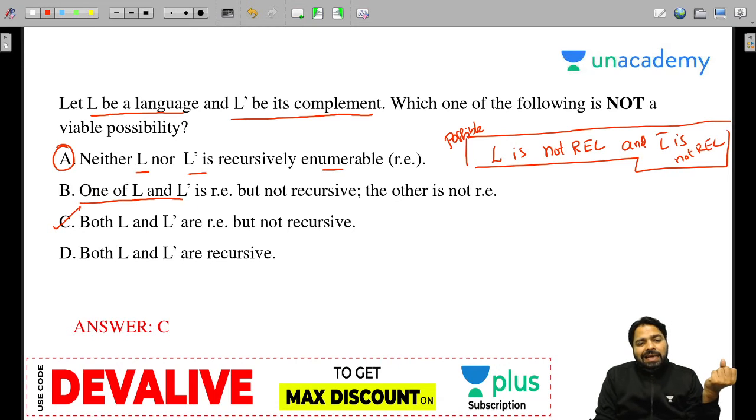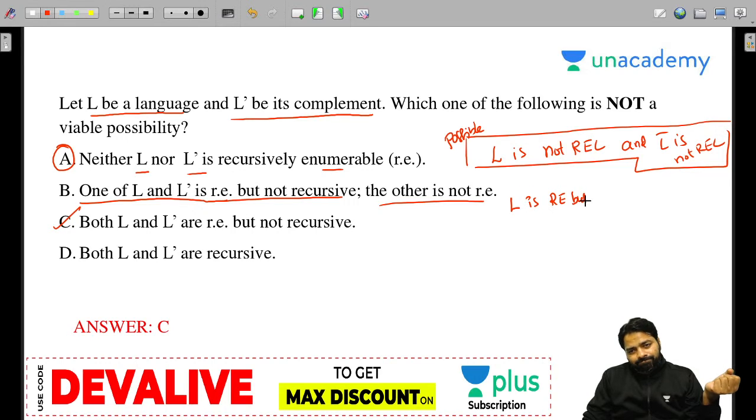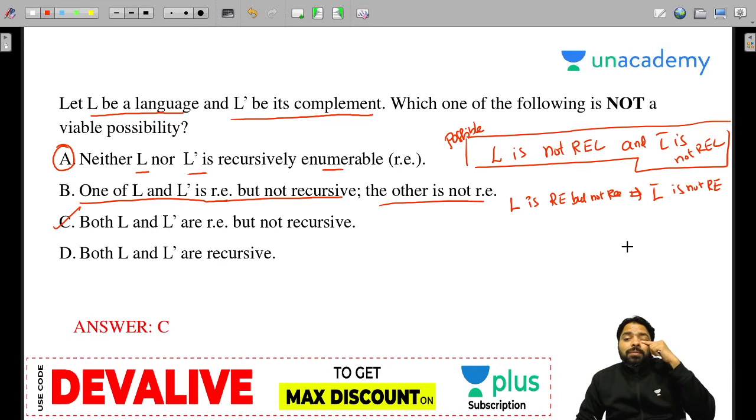One of L and L complement is RE but not recursive, the other is not RE. It is possible. If L is RE but not recursive, L complement definitely is not RE. It's trying to say the same thing. It's not just possible, it is always true. If one of them is RE but not recursive, the other has to be not RE.